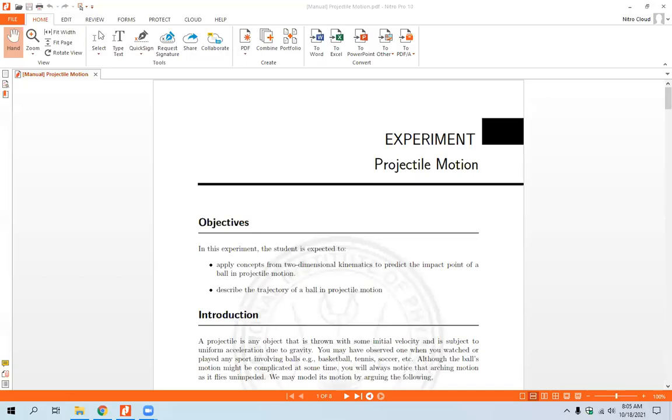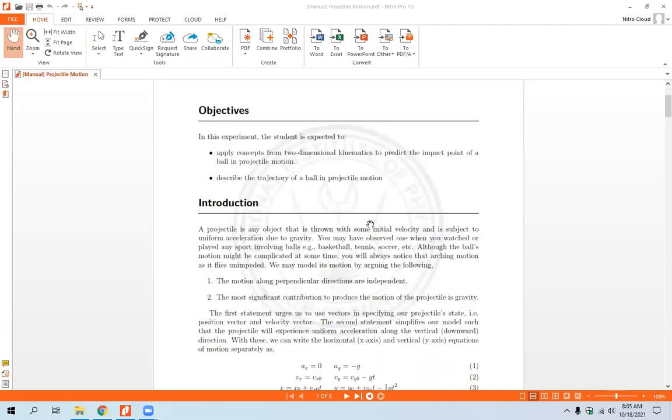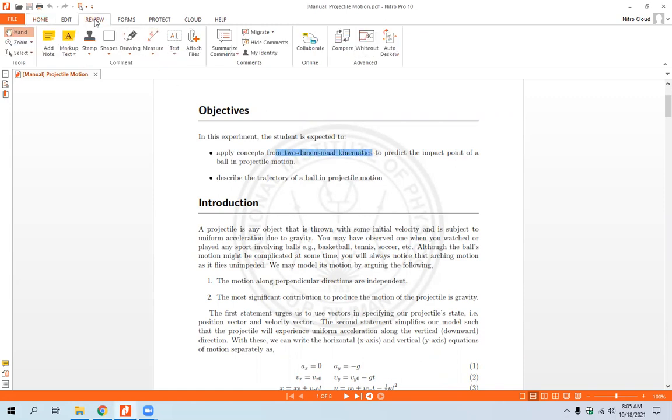So experiment 4, the concepts and objectives we must apply are two-dimensional kinematic equations from your lessons in Physics 71. And using these kinematic equations, we want to predict the impact point of a ball as well as describe its trajectory while it is in motion.